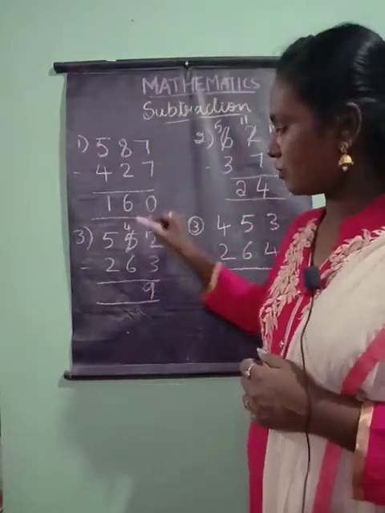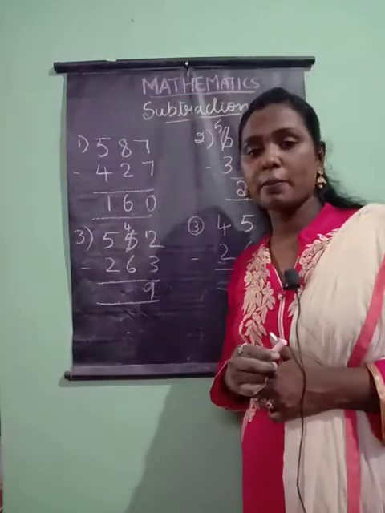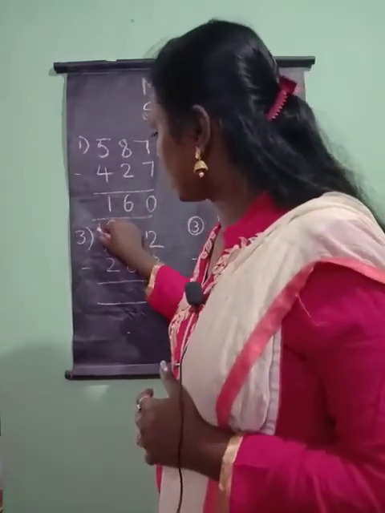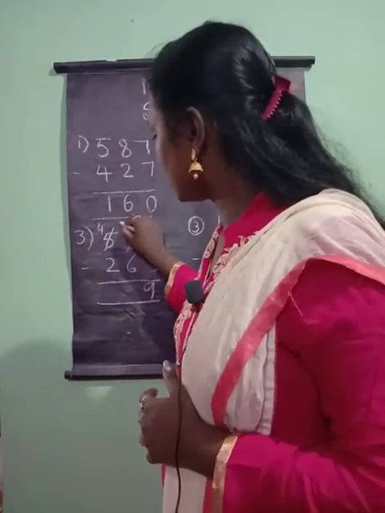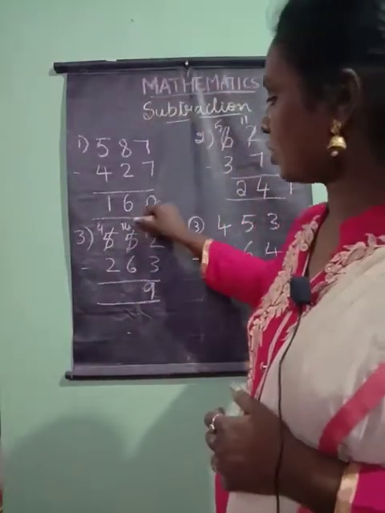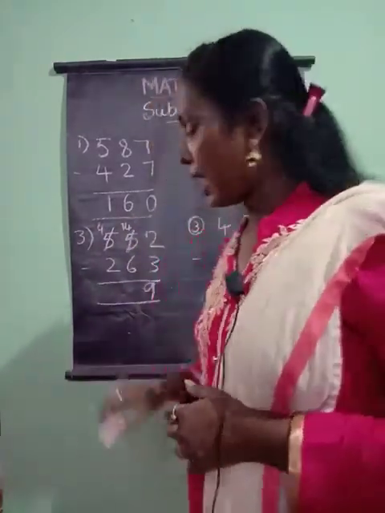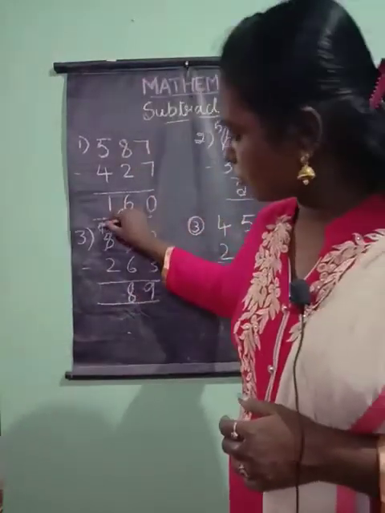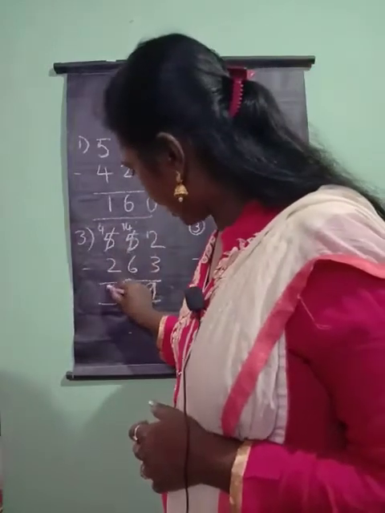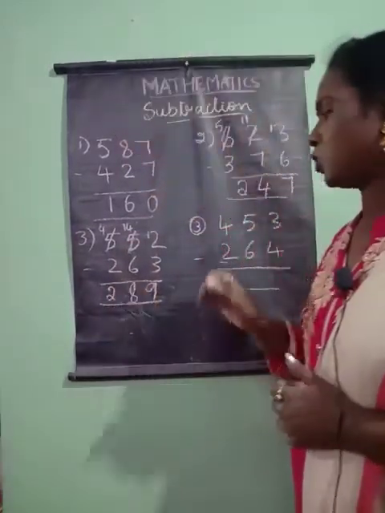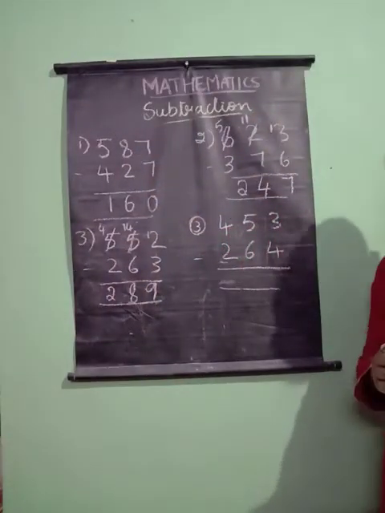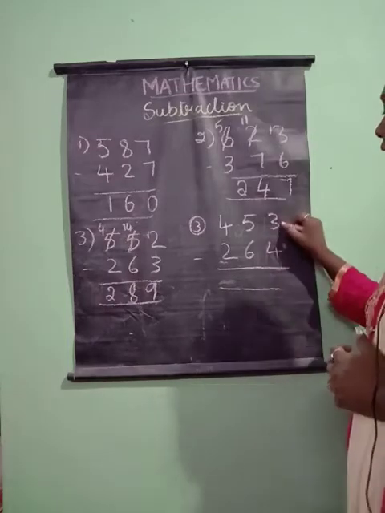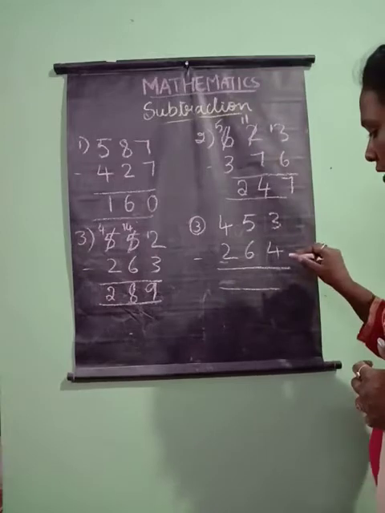Again, I have 4 here. Is it possible to subtract 6? No, right? So take carry. 5 becomes 4, this 4 becomes 14. So 14, if I subtract 6, I get 8. Now from 4, if I subtract 2, I'll get 2. So I got 289.